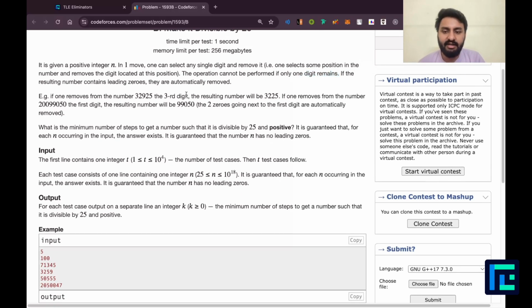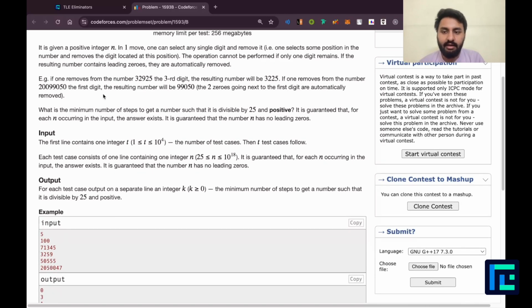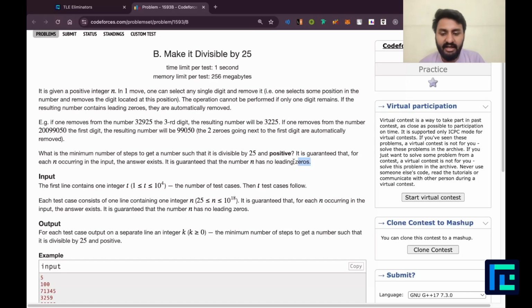Basically, what are they asking at the very end? They are saying that once we get this power of removing any digit which we want from any location, we want to find the minimum number of steps to get a number such that it is divisible by 25 and it is positive. Now it is guaranteed that for each n occurring in the input there is an answer that exists, and it is guaranteed that the number has no leading zeros. So they have given some claims also over here.